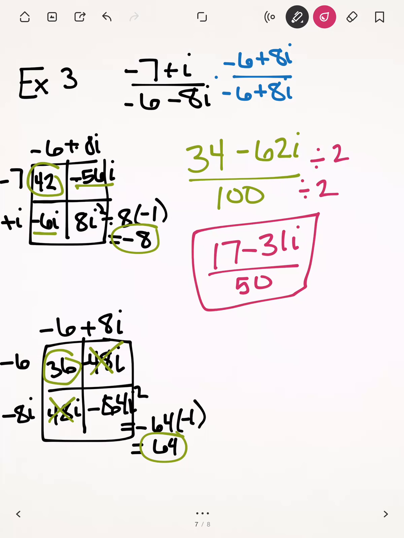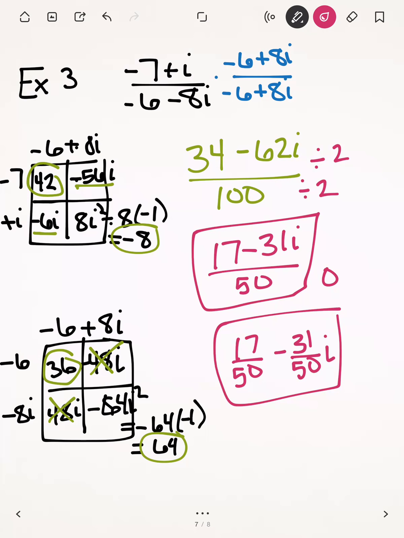You may also see it as 17 over 50 minus 31 over 50i. This is also the same thing. I will accept either way.